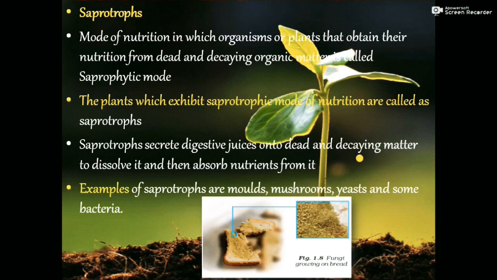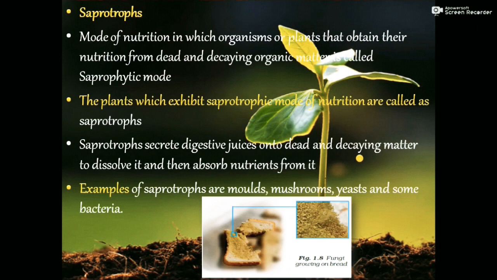Now, saprotrophic mode of nutrition. First we have to understand the meaning of saprotroph and saprophytic. Sapro means dead and decaying organic materials. Troph means nourishment. Saprophytic: sapro means dead or decaying organic materials and phytic means plant. In this type of nutrition, the plants are dependent on dead or decaying organic materials for their nourishment. The organisms which depend on dead or decaying organic materials are called saprotrophs.